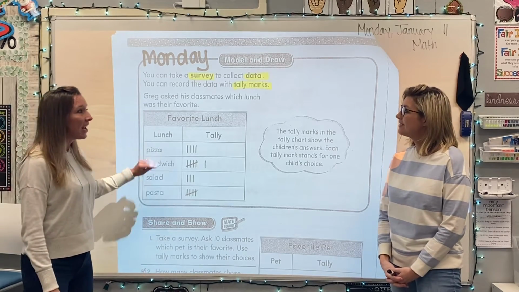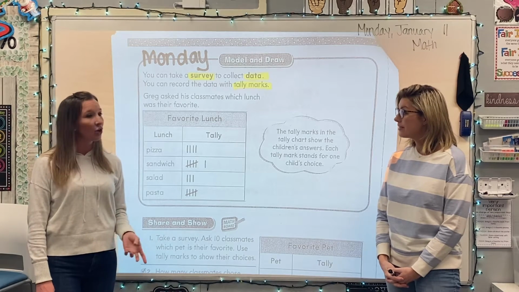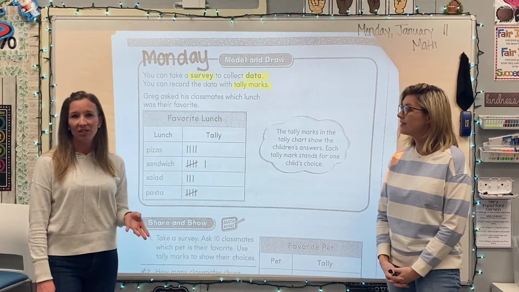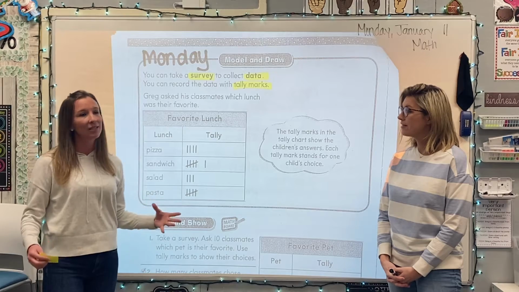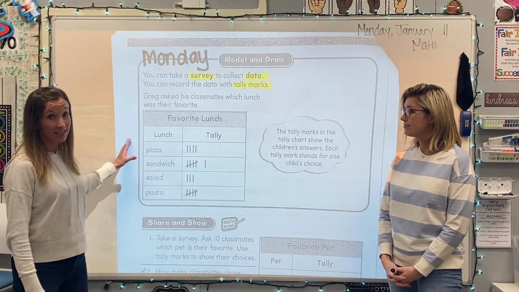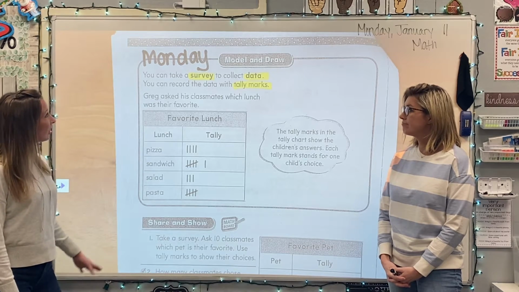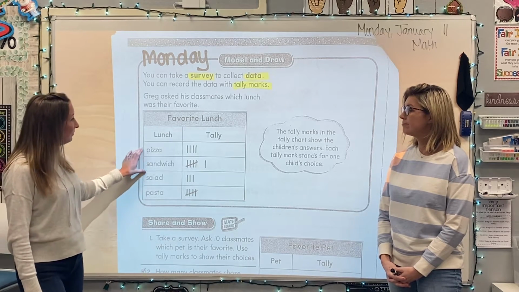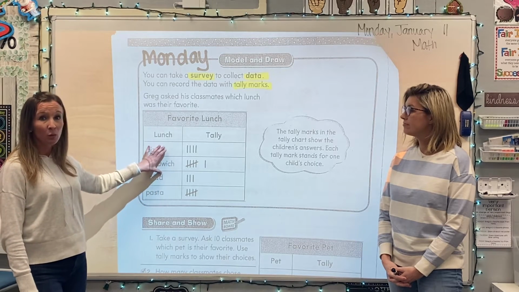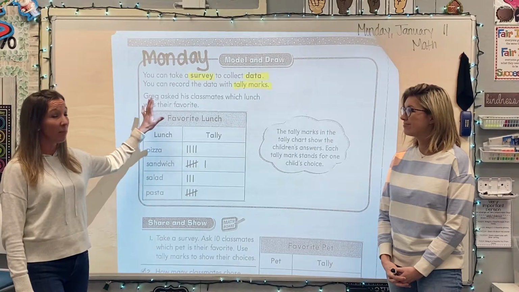This week and next week, we are working on a graphing unit. Graphs are a way to represent numbers and information in a clear, easy way to read it. They might even see one on our packet today and up here on the board. Today we are going to be talking about something called a tally mark, which is one way to get information from a survey.